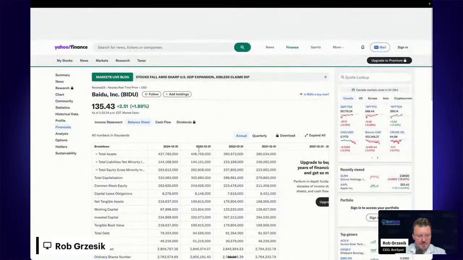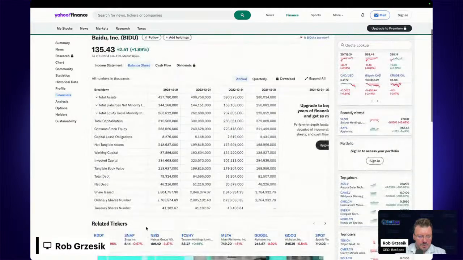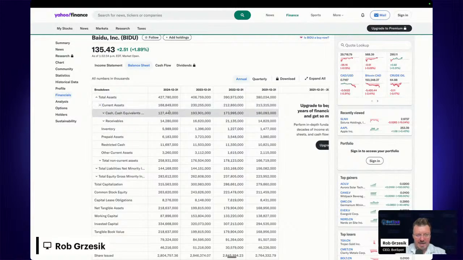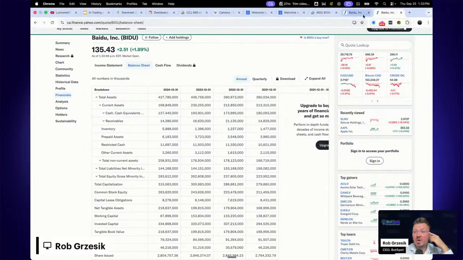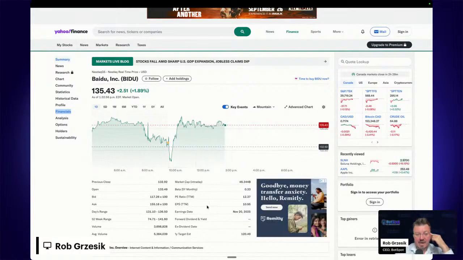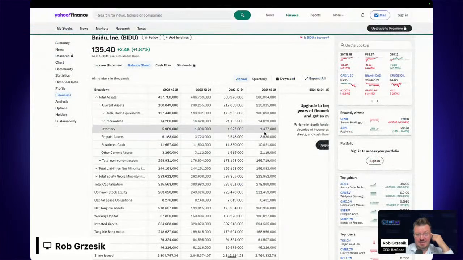Balance sheet. Cash. Total assets. Let's just go current assets, cash. They have 127, what is that, billion dollars? Numbers in thousands. So there's 127 billion dollars cash on hand, and their entire market cap is 46 billion. Actually seems less than the amount of cash they have on hand, which is kind of crazy.